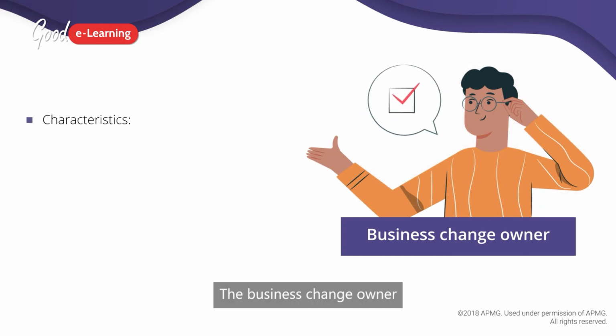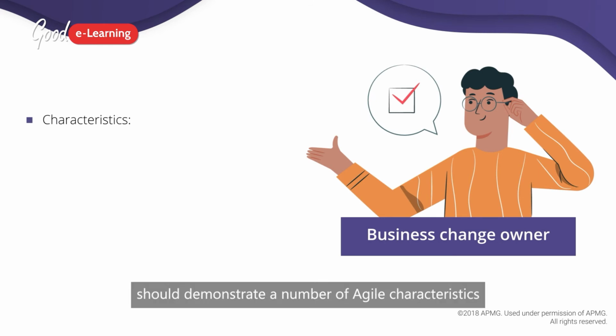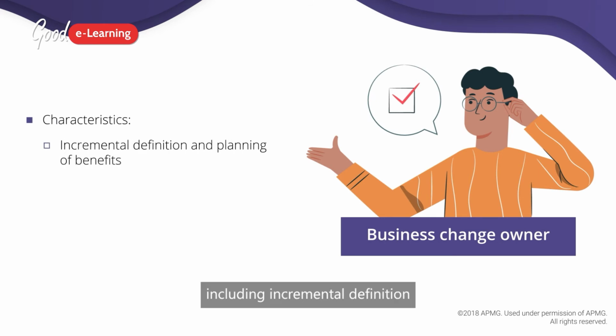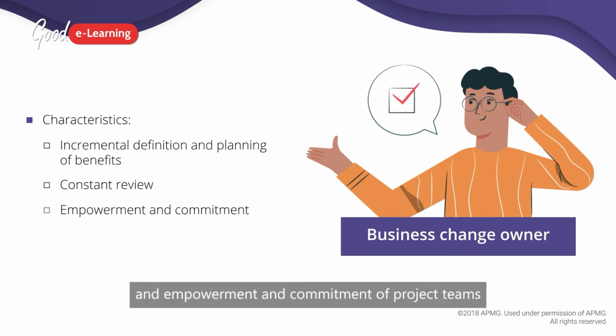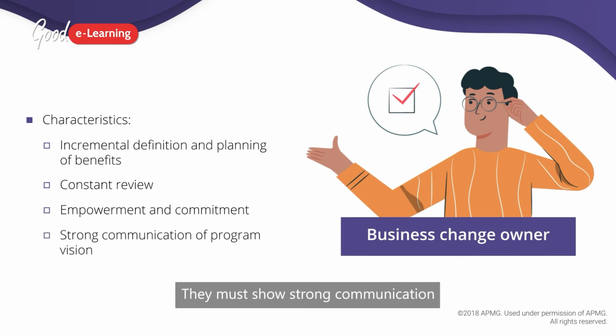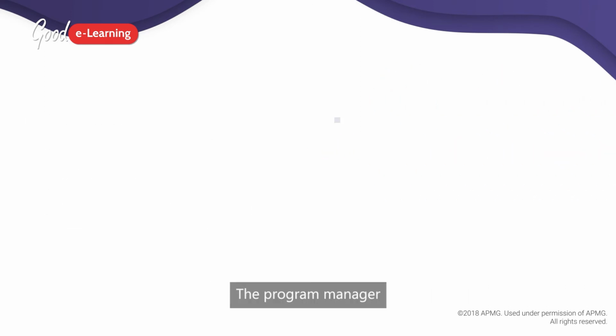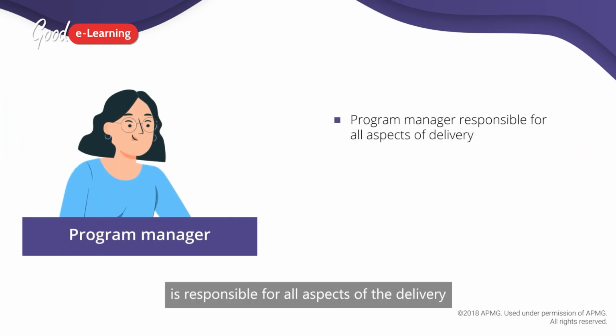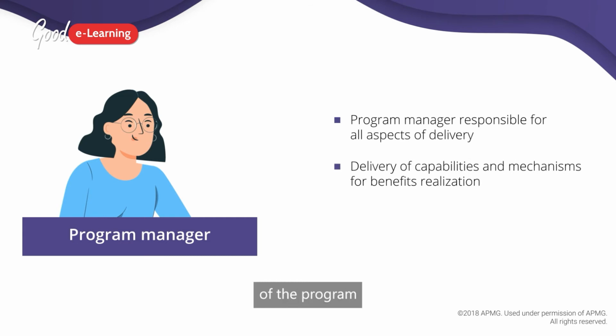The business change owner should demonstrate a number of agile characteristics, including incremental definition and planning of benefits, constant review of proposed benefits against changing business strategy, and empowerment and commitment of project teams to deliver the outputs required to realize the benefits. They must show strong communication of the program vision and a gentle steering of project teams towards the program vision.